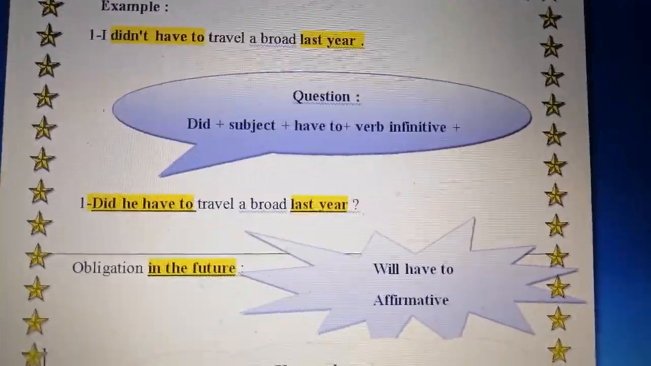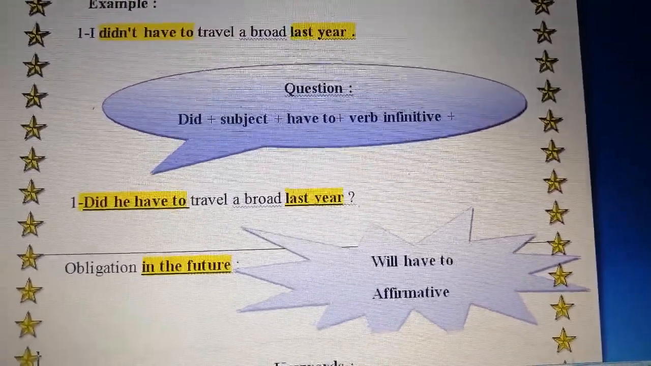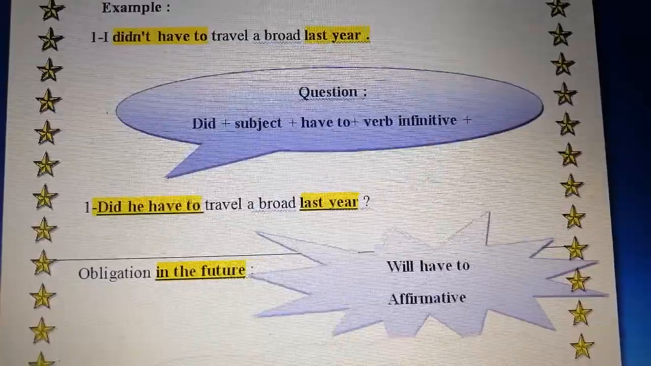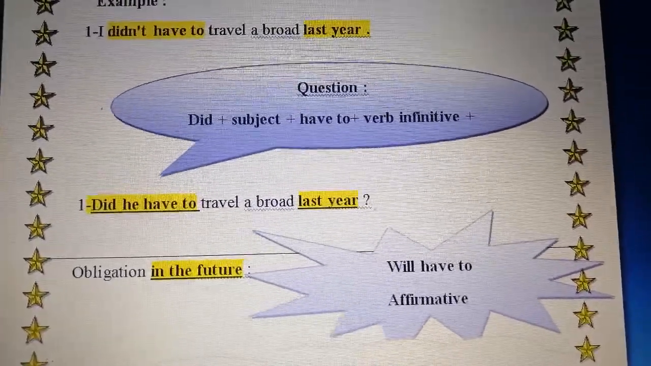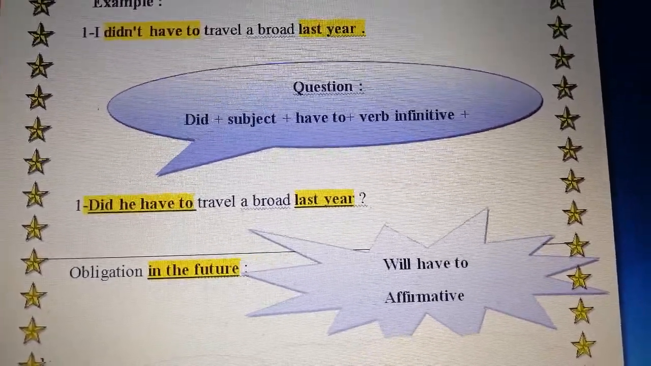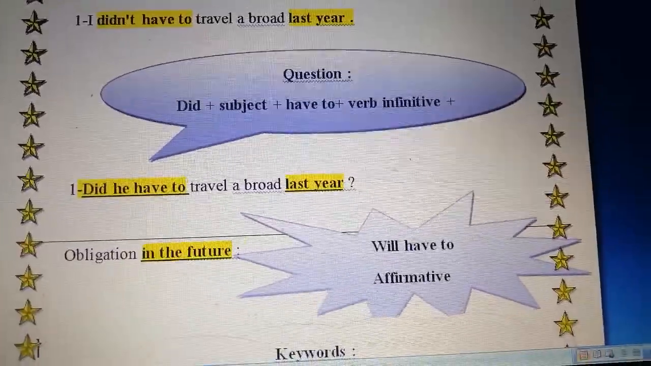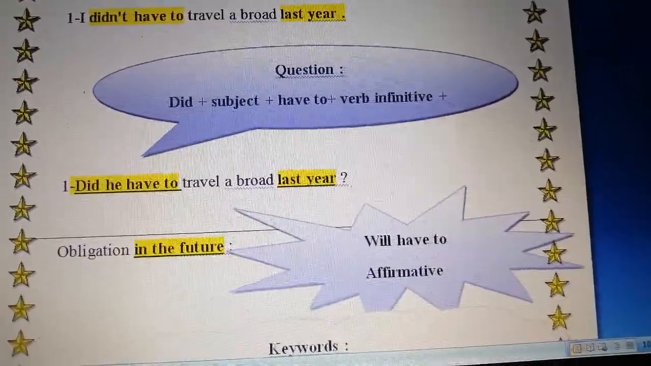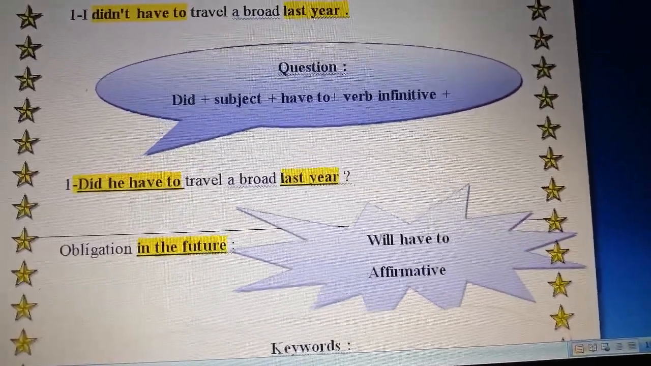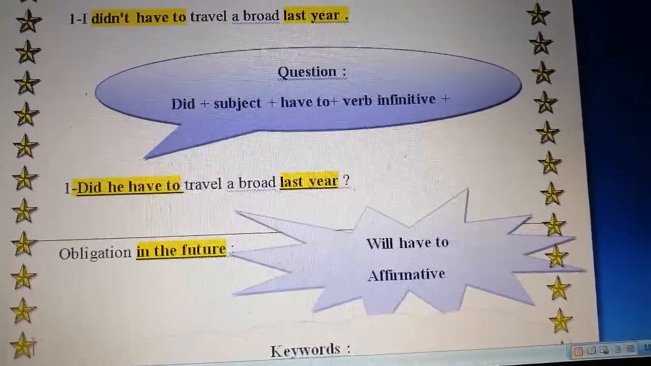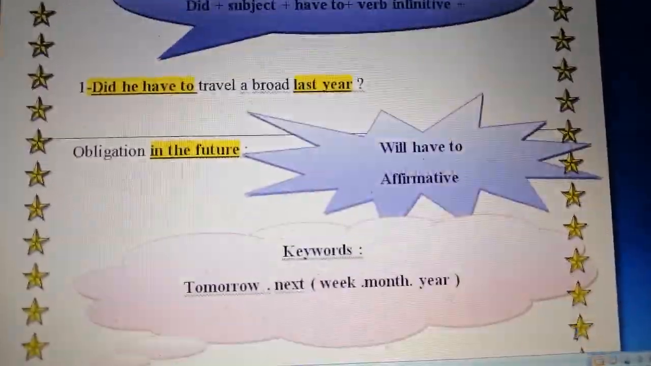Let's see how we can form the question. What do we use for the question? We use did. Where can we put it? We put it at the beginning of the question. Did he have to travel abroad last year? Here we made a question. We use did plus the subject plus have to plus the verb infinitive. This is the complement of the question.